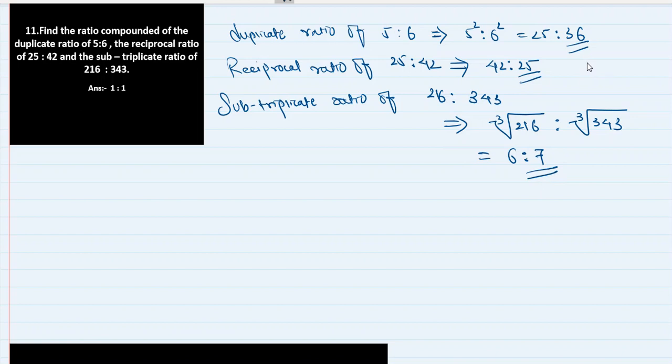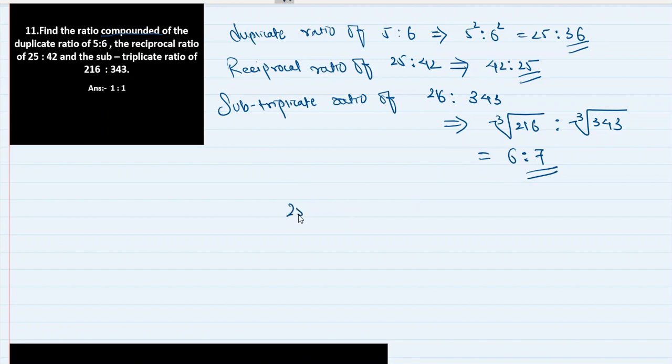What we have to do with these three ratios? Find the ratio compounded. What do you mean by compounded? We have to multiply the antecedents of all the ratios, and we have to take a ratio to the product of the consequents. So product of antecedents of all the ratios is to product of consequents of all the ratios will give us the compounded ratio of all these ratios.